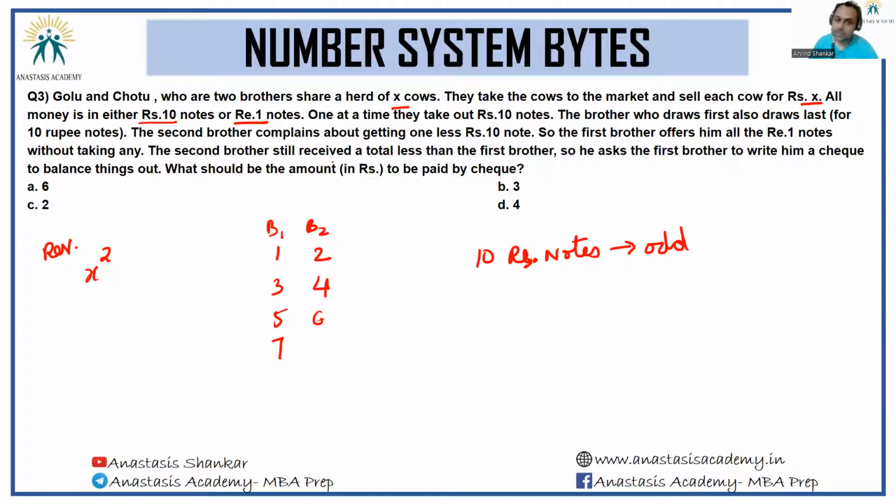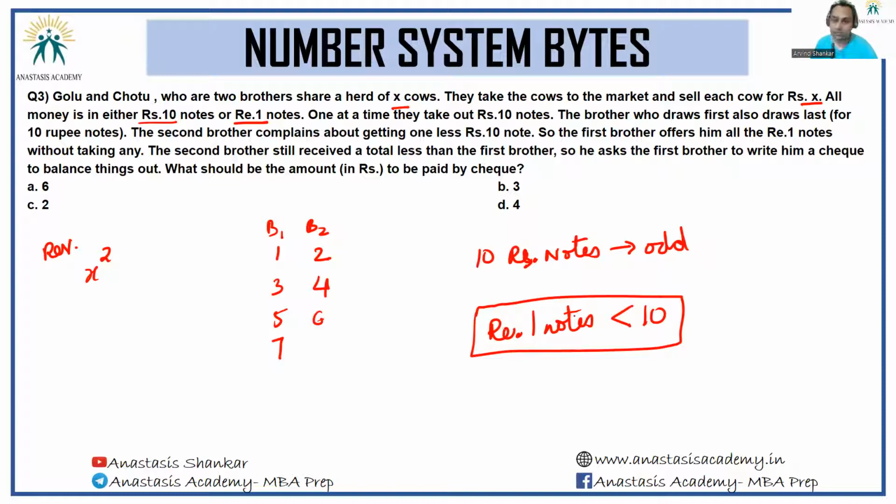The second brother still received a total less than the first brother, which means rupee 1 notes were less than 10. If rupee 1 notes were more than 10, then brother 2 would have received extra money. But it says the second brother still received a total less than the first brother. So rupee 1 notes were less than 10. Okay. So he asks the first brother to write him a check to balance things out. What should be the amount in rupees to be paid by the check? Okay.